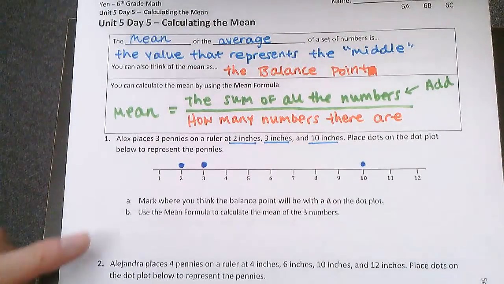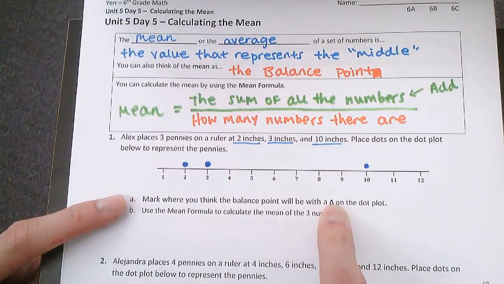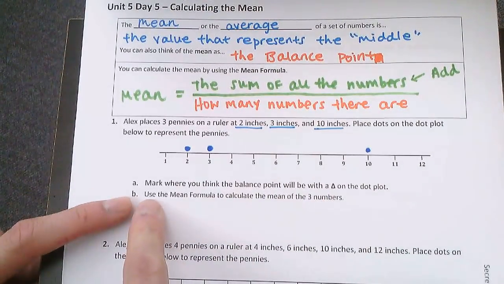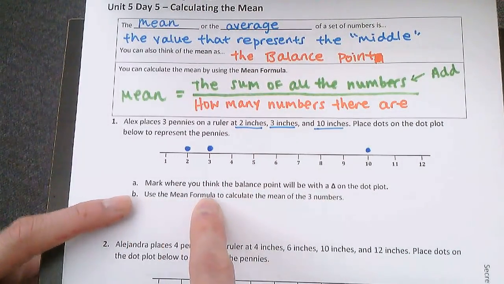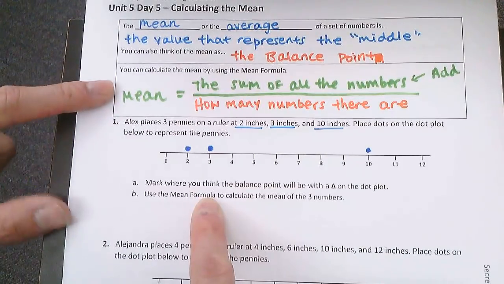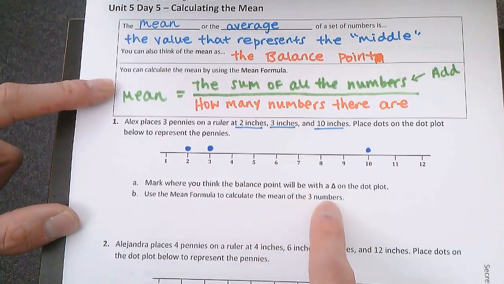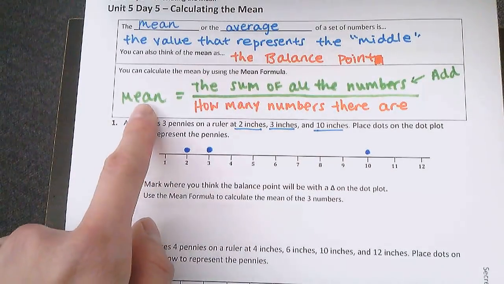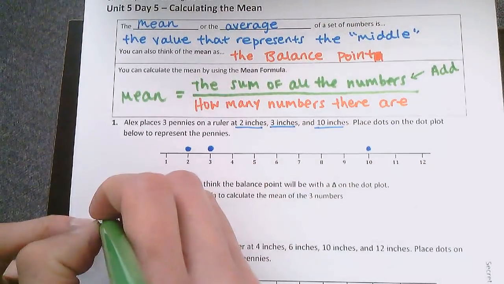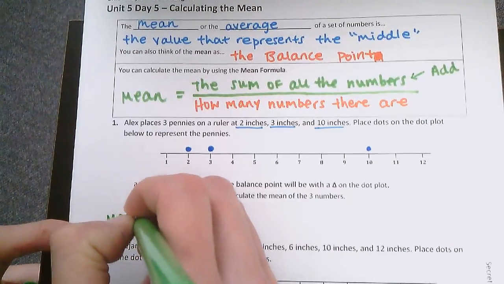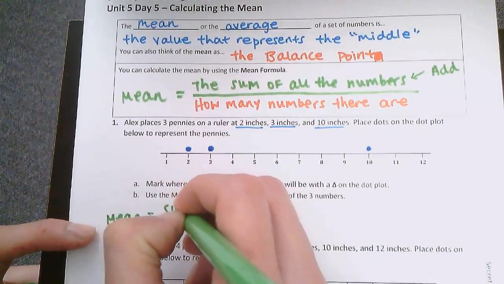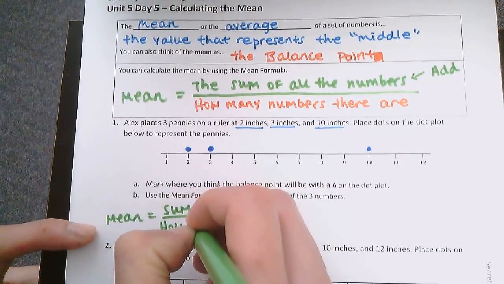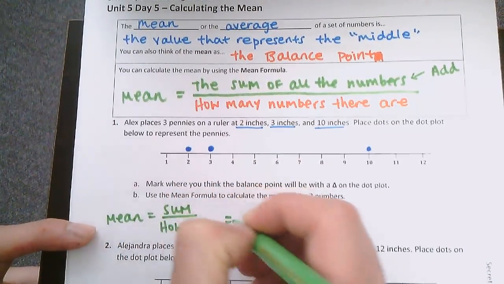Okay, so now you have put a triangle where you think the balance point is going to be, and now we're going to see if you're correct or not. Because we're going to use the mean formula, which is this up here, to calculate the mean of the 3 numbers. So from up here, the mean, or the average, is equal to the sum of all the numbers divided by how many numbers there are.